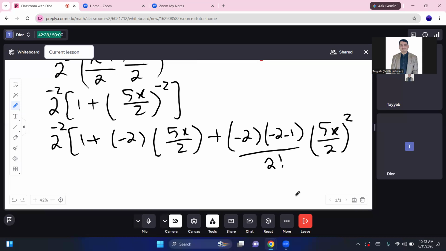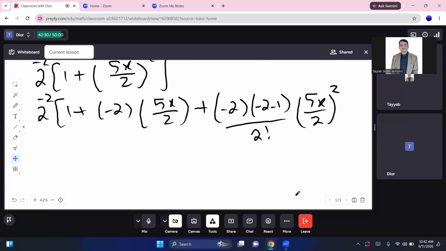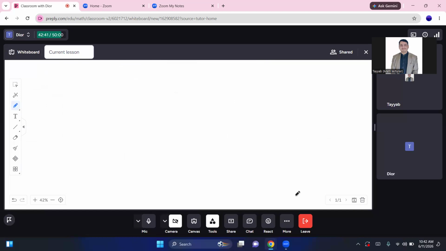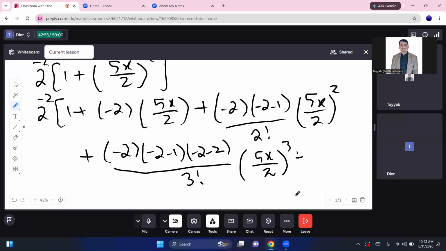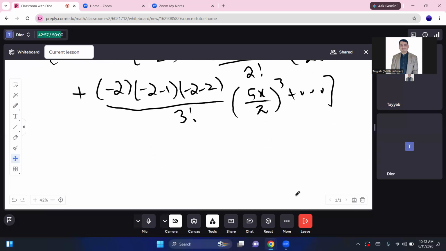So x squared, yeah. And then one more value. So n into n minus 1, n minus 2, over 3 factorial, x cube, and so on. Then the rest of it, you can just use the calculator.